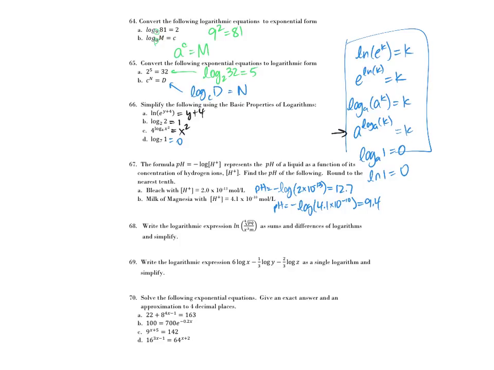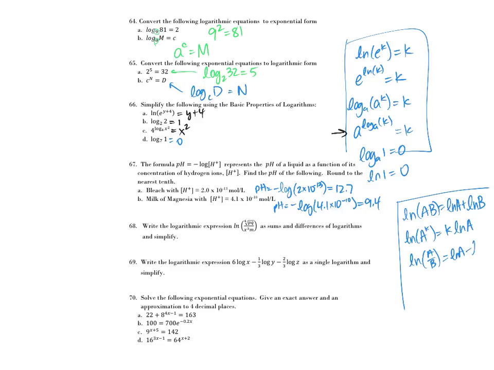Okay, so I know the principle I need to use is going to be over here. I know that natural log of a times b is equal to natural log of a plus natural log of b. Natural log of a to the k is k natural log of a. Natural log of a divided by b is natural log of a minus natural log of b. So when I divide inside the natural log, it comes out as a difference.